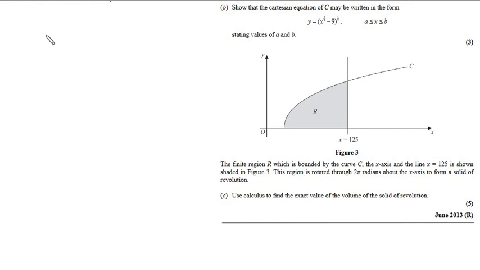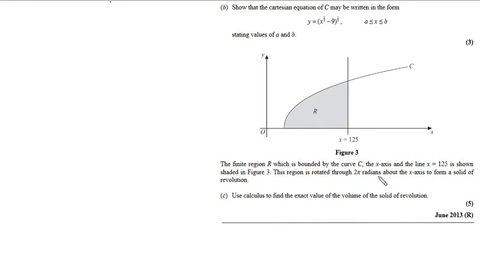Okay, on to the final part of this question. The finite region R, which is bounded by the curve C and the line x equals 125, is shown in the shaded figure 3. This region is rotated through 2 pi radians about the x-axis to form a solid of revolution. Use calculus to find the exact value of the volume of the solid of revolution.